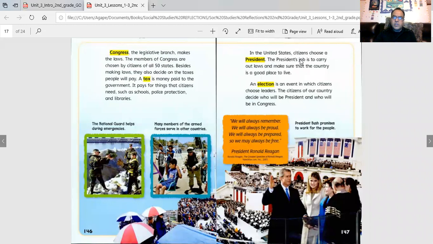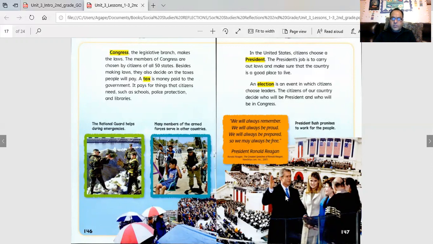In the United States, citizens choose a president. The president's job is to carry out laws and make sure that the country is a good place to live, just like the mayor. An election is an event in which citizens choose leaders. The citizens of our country decide who will be president and who will be in Congress. I said taxes, what they pay. The National Guard helps during emergencies, and the Congress gives the National Guard money through taxes. Many members of the armed forces serve in other countries. Why? Because Congress gives them money.